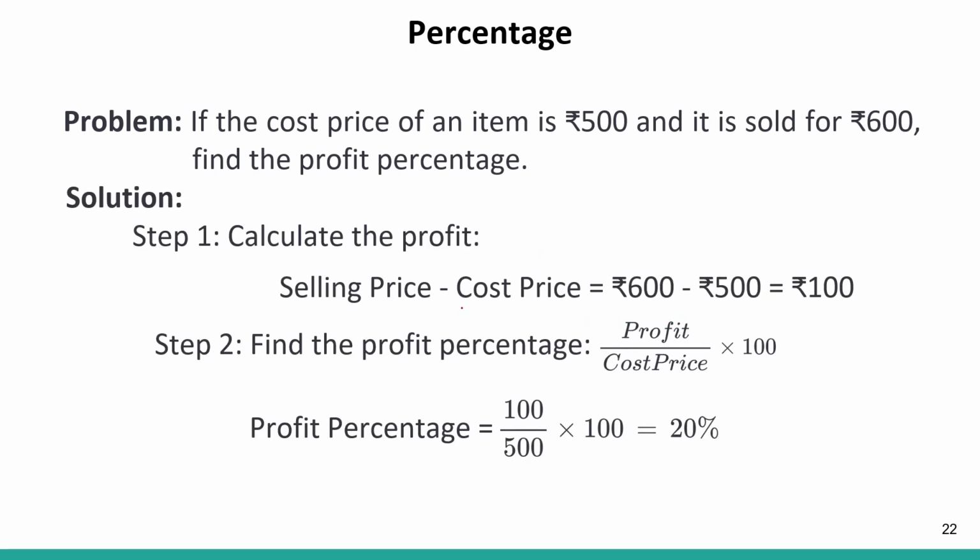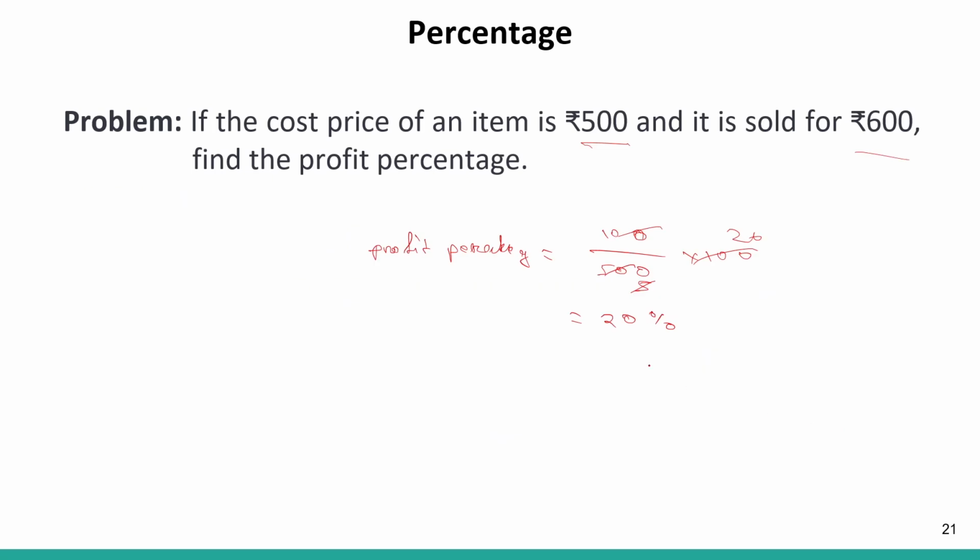Okay. So selling price minus cost price is equal to what? 100. So 100 is the profit. So to find the profit percentage, profit by cost price into 100. So profit percentage is equal to 100 by 500 into 100, that is equal to 20%. So 20% is the final answer. Okay. We also evaluated the same.